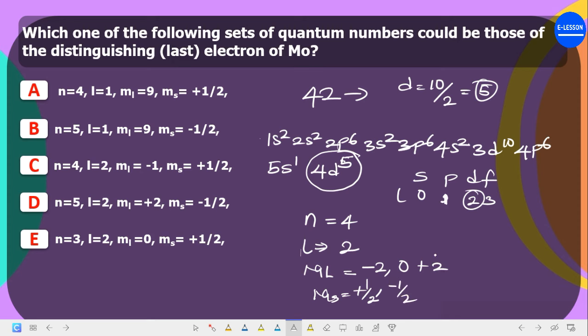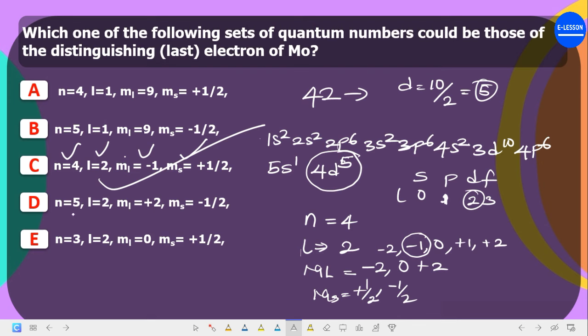This -2 now, you break it down until it gives you 0. After -2, what do you have? -1, then 0, +1, and +2. So our ml can be any of these. In this case now, our n is 4, correct? L is 2, correct? ML is -1. We said ML can be any of these values, so -1 is correct. And MS can either be +half or -half. So this is correct, and this makes this option the correct answer.